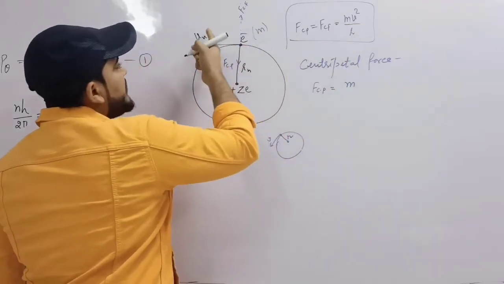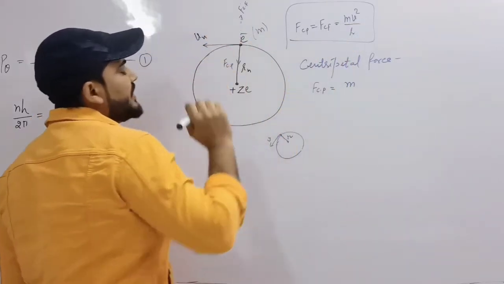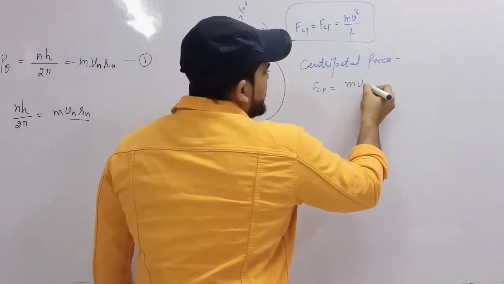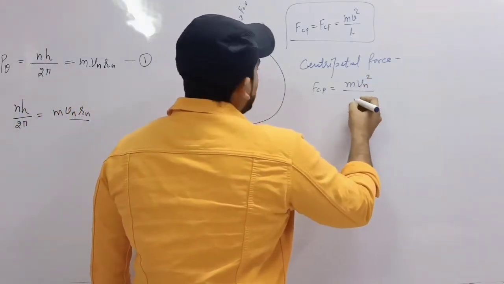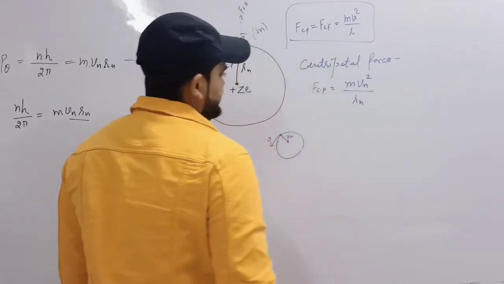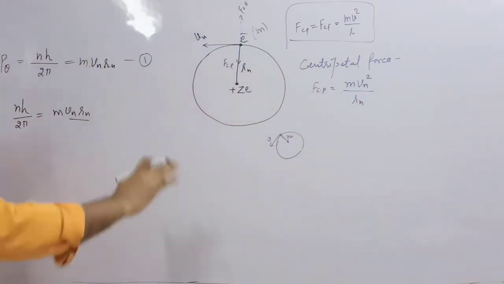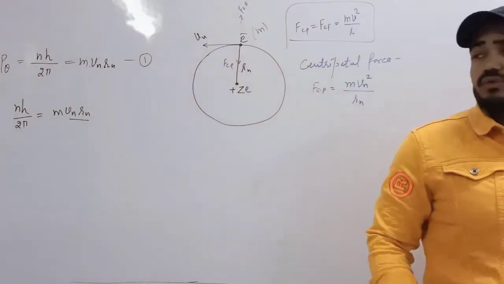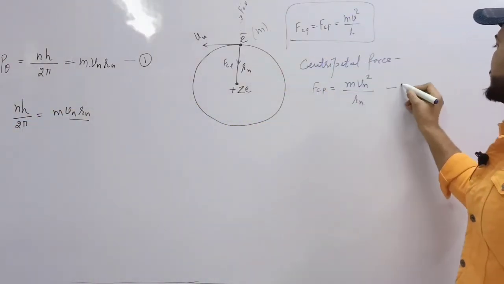Now what is the velocity? We assume that this is the nth orbit and the velocity of the electron in this orbit is vn. This is vn square upon Rn. Okay, I hope this is clear now. That means what is the force? This is the first force which is experienced by the electron.